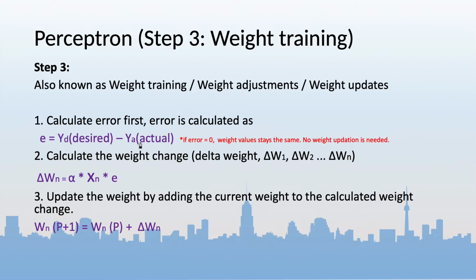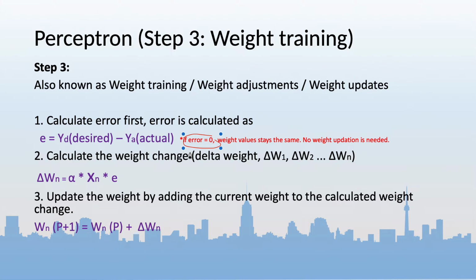And then once we have this error value, if the error value is equal to 0, the weight values will remain the same, and we don't have to update the weight. Okay, once we have the error value, we need to calculate the weight change.